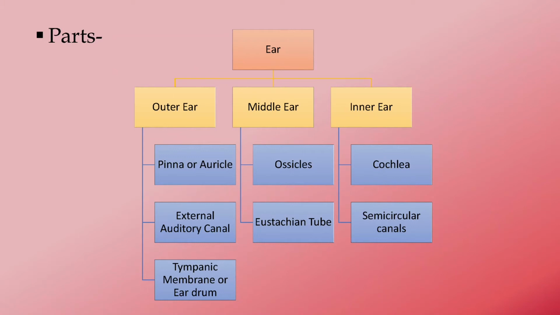Human ear is divided into three parts, namely outer ear, middle ear and inner ear. Outer ear consists of auricle, auditory canal and tympanic membrane or eardrum. Middle ear consists of ossicles and eustachian tube. Inner ear consists of cochlea and semicircular canals.